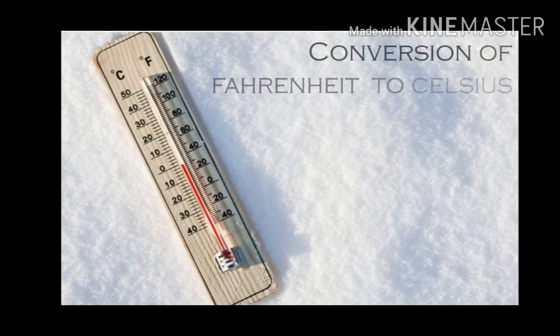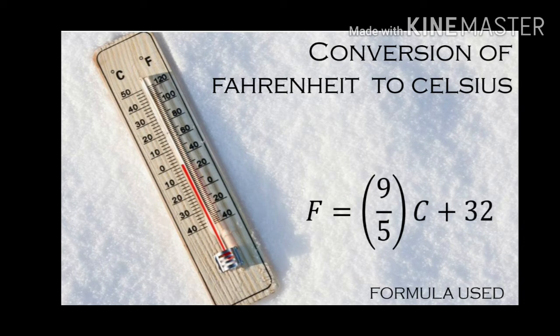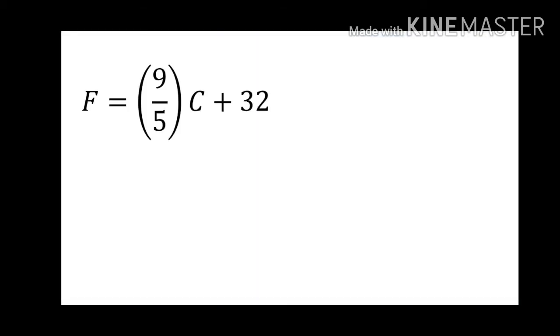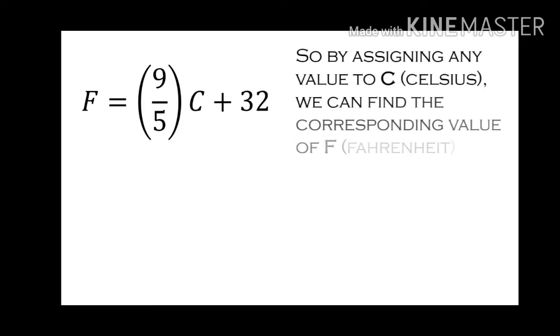Now, there is a need of conversion from Fahrenheit to Celsius and Celsius to Fahrenheit. For this, we use the formula F equals 9 by 5 C plus 32. So, this is the formula we use to convert Fahrenheit to Celsius or Celsius to Fahrenheit. Now, by assigning any value to C, we will find a value for F. C here is Celsius, F is Fahrenheit. That means for every value we put for C, we will get a value for F.